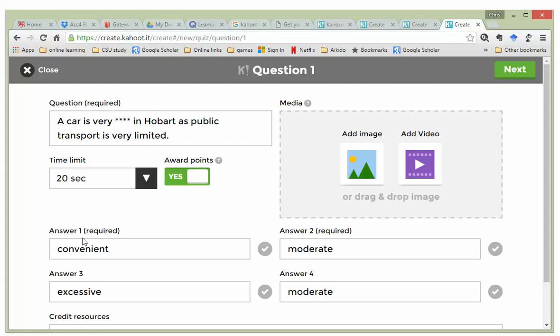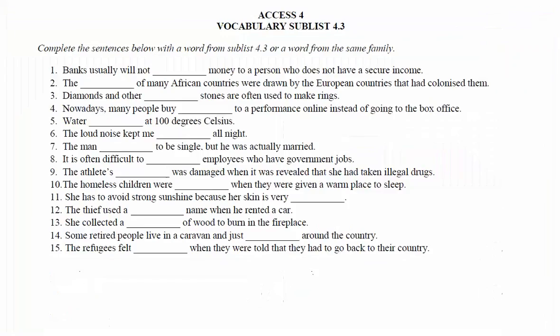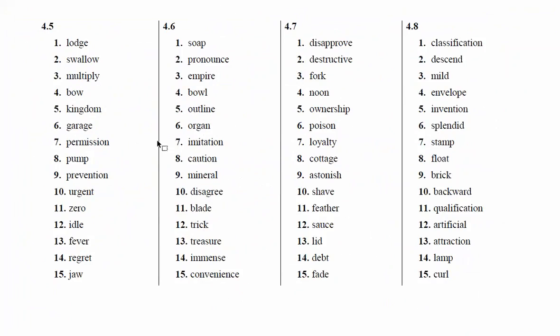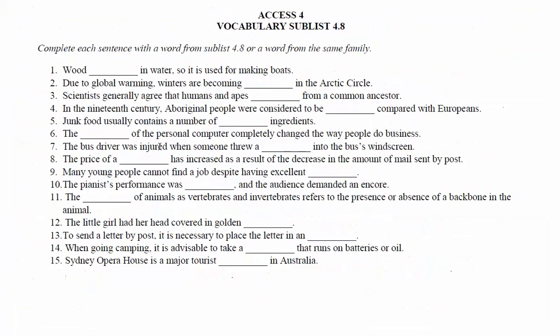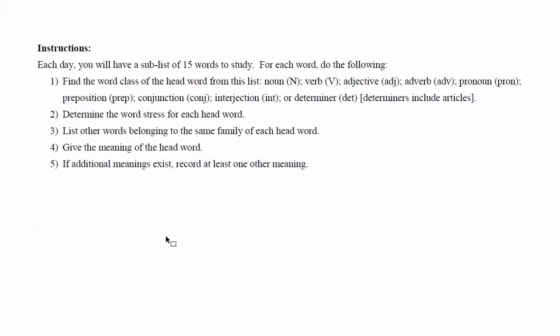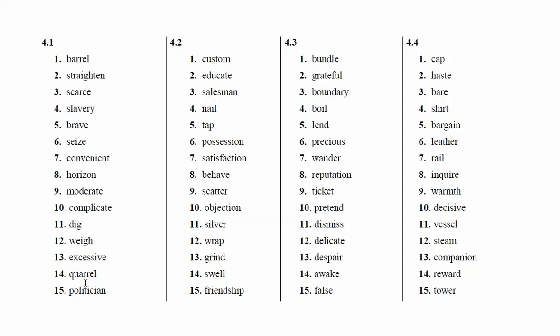Award points, yes. Answer. Now, this is where it gets tricky, right? Once you have your question, you have to figure out what you think the correct answer is. Have a look at your booklet. If we go to 4.1, here we are, 4.1. If I look down this list here, which one is the answer? What is a car? A car is very something. Now it must be an adjective, right? It has to be: a car is very nice, a car is very fast, a car is very useful.